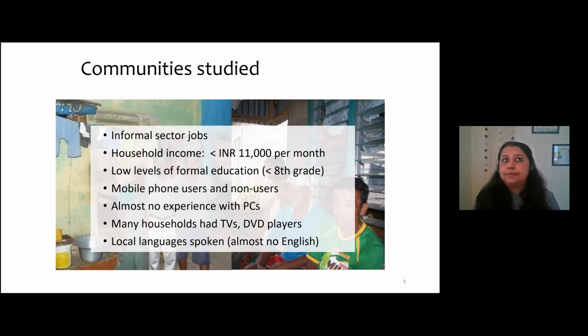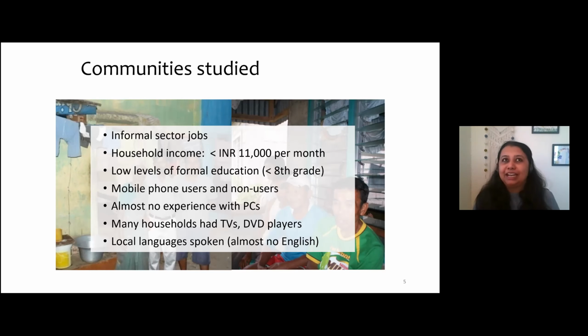There was a mix of people who used or did not use mobile phones. Although increasingly in the last 2 years, we've started seeing more and more low-end smartphones becoming popular in these communities. But across the board, people had very little experience using computers, though there were other technologies at people's homes, like television sets, DVD players, and so on.